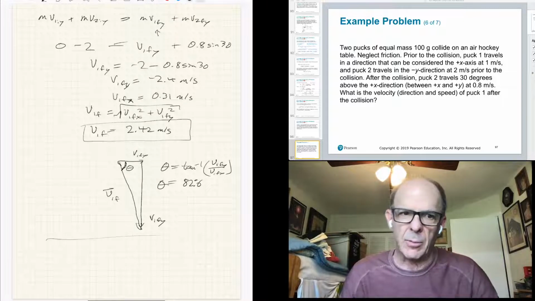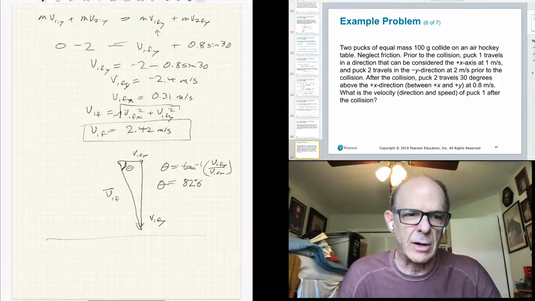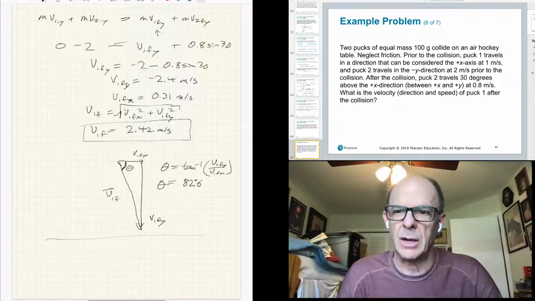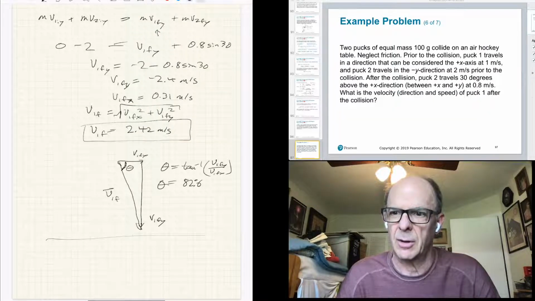So the basic principle here, though, is just you can treat the conservation of momentum in each component of the direction independently. You just have to do it all the way through for all the objects before and after.